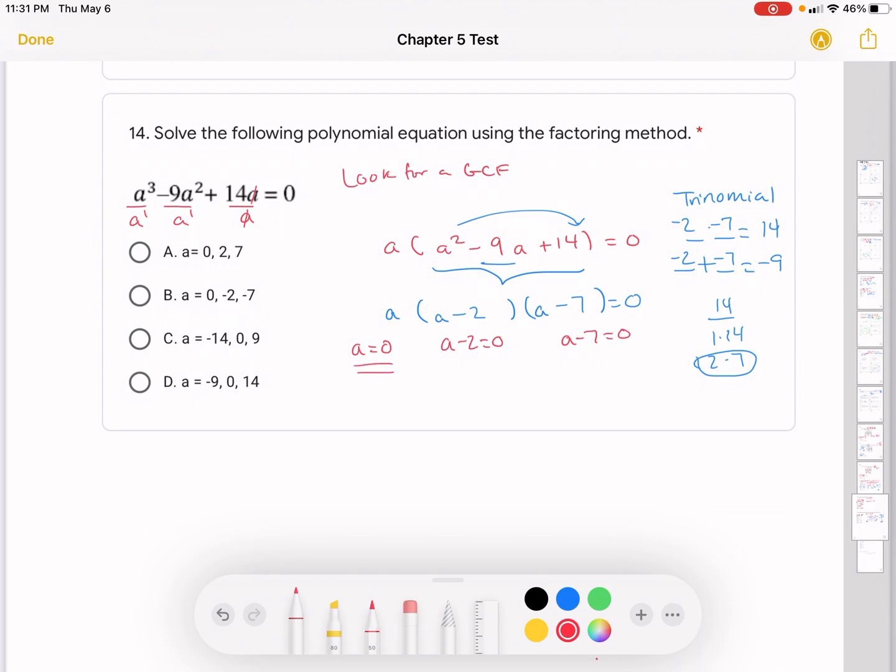Here we already have our answer. Here the opposite of negative 2 would be to add 2. Here the opposite of negative 7 would be to add 7. So our solutions are 0, 2, and 7.